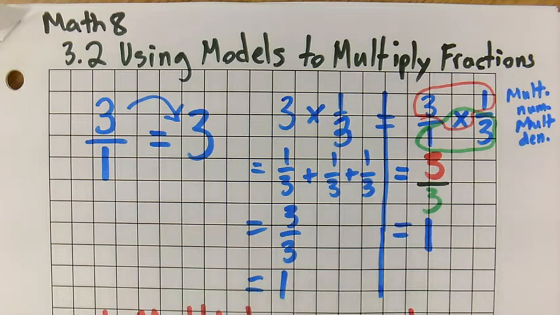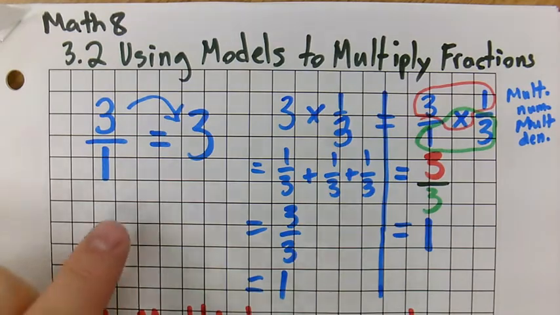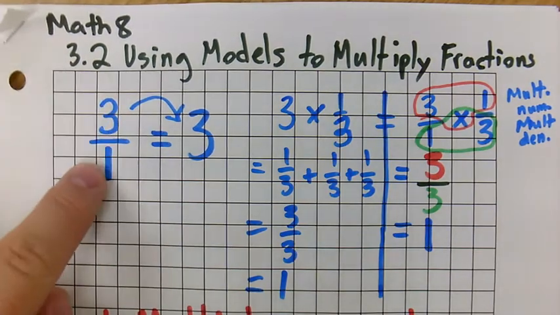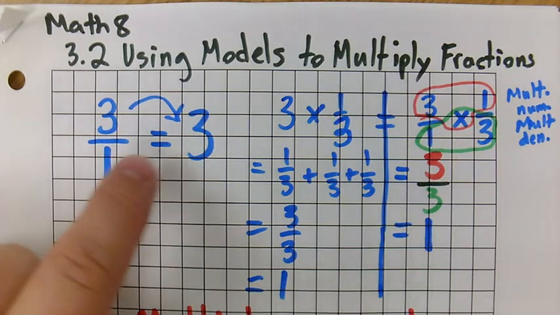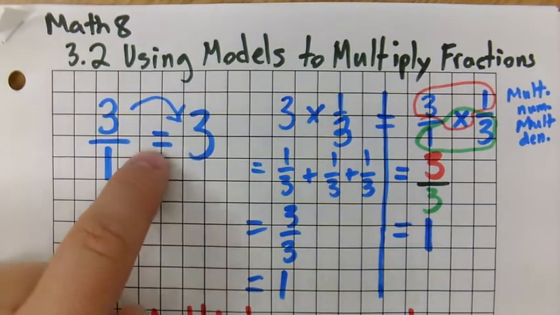Hello Math 8, this is lesson 3.2, using models to multiply fractions. Just going to get you to recall something. Remember that 3 over 1, that fraction is 3 split into one group, would have 3 in each group, right? So 3 over 1 is the same thing as 3.